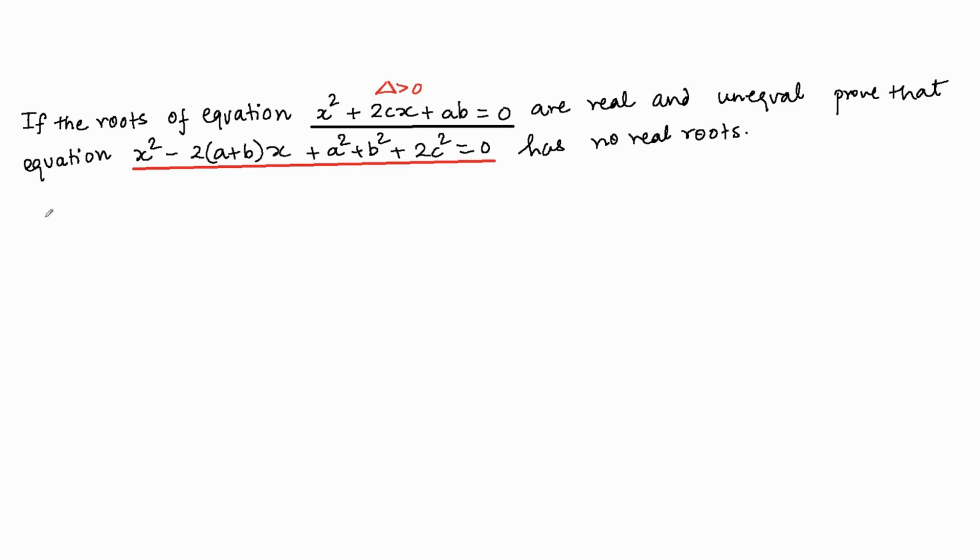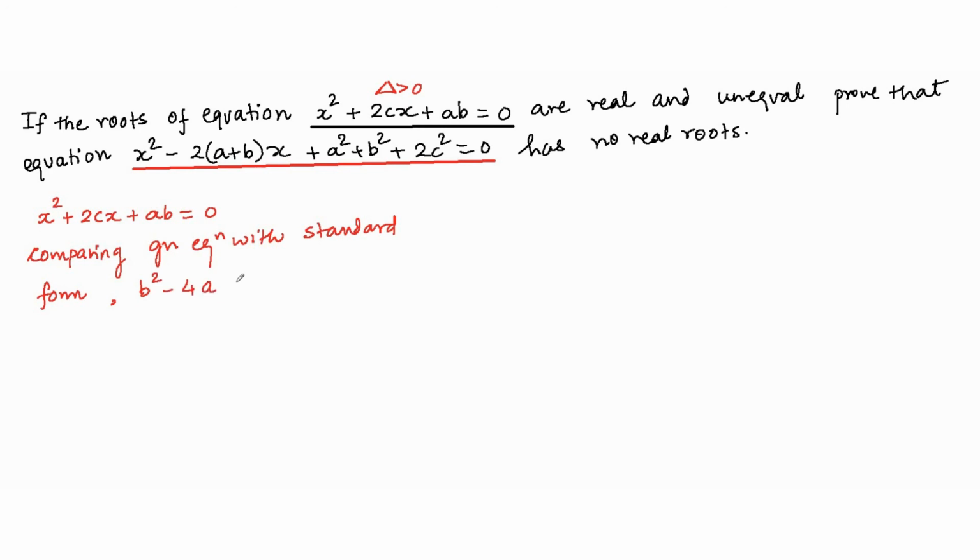So let us take the first equation. We have x square plus 2cx plus ab is equal to 0. This is the given quadratic equation. If I compare this with the standard form, ax square plus bx plus c equal to 0, let's see the values of a, b and c. I know that the value of capital A is the coefficient of x square, which is 1. B is the coefficient of x, which is 2c, and c is the constant, which equals ab.